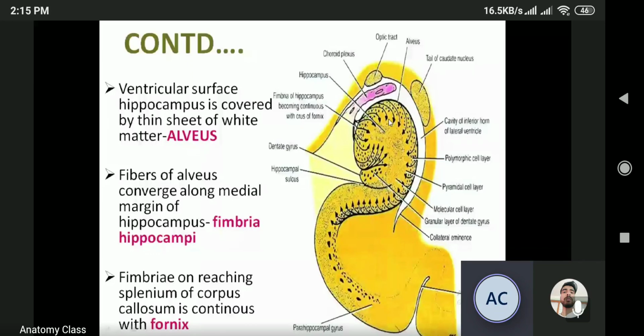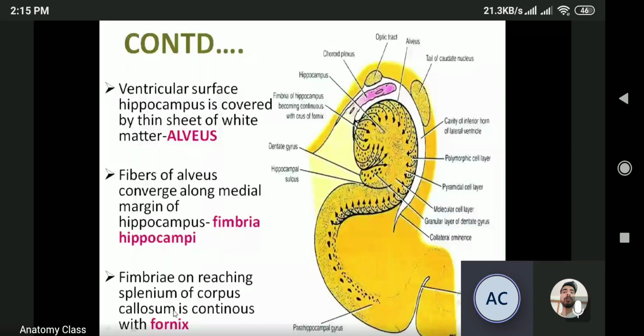So the axons of pyramidal cells all converge to form the white matter alveus, a thin sheet of white matter. All of these alveus converge towards the medial margin of hippocampus and form the fimbria hippocampi. And the same fimbria hippocampi, on reaching the splenium of corpus callosum, you people are clear about corpus callosum, isn't it? So when fimbria hippocampi reaches the splenium of corpus callosum, it becomes continuous with the fornix.